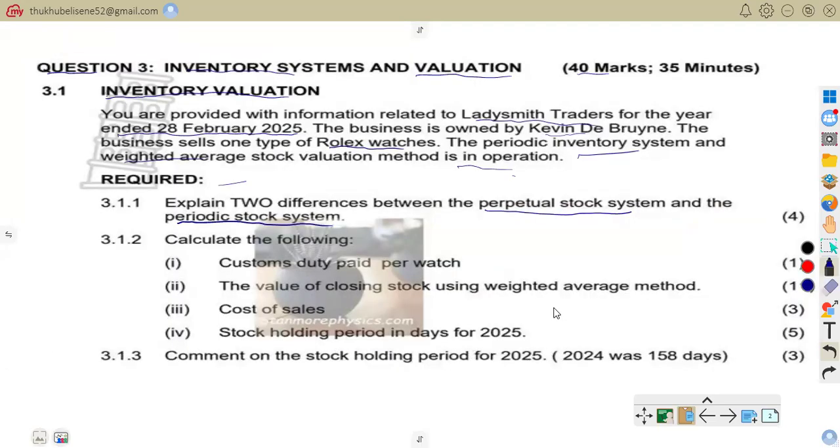So here we are on 3.12. 3.12 says calculate the following: custom duty paid per watch, the value of goods in stock using weighted average method, cost of sales, stock holding period in days for 2025, and also comment in 3.13 on the stock holding period for 2025 as 2024 was 158 days. So that is that.